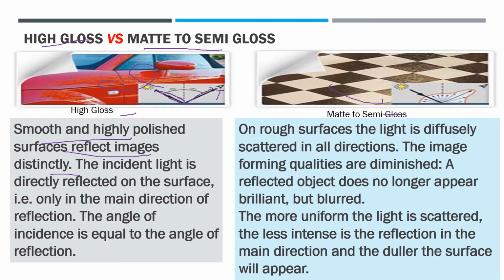So gloss actually depends on the reflection of light, means how much light is going to reflect without scattering. So that depends on the surface phenomena, means whether the surface is looking smooth or very plain.